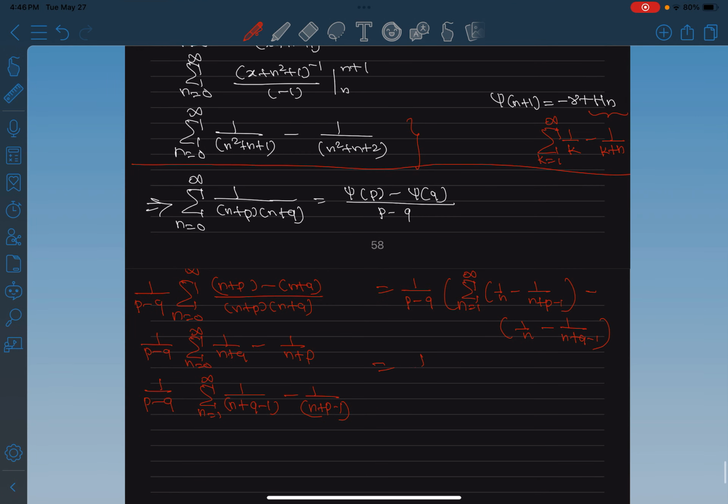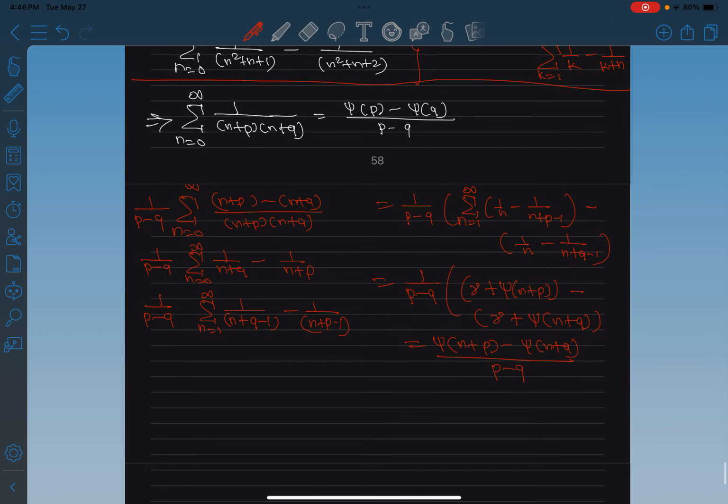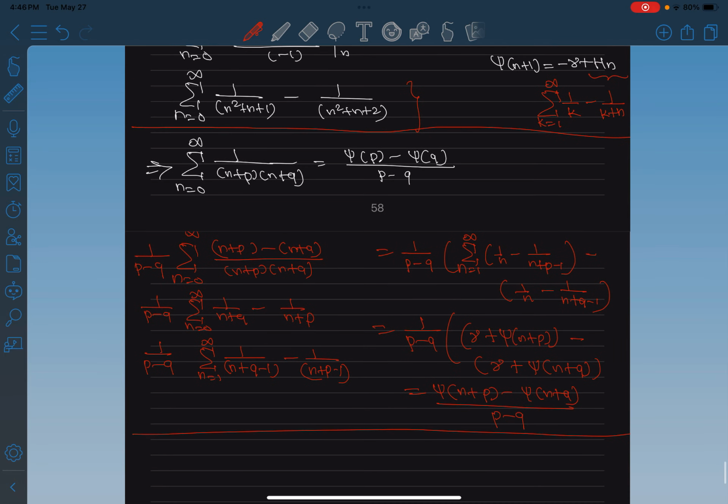And so now the first expression will just become the Euler-Mascheroni constant plus digamma function of n plus p, minus this becomes the Euler-Mascheroni constant plus digamma function of n plus q. So we see that the formula is proved. It's digamma of n plus p minus digamma of n plus q by p minus q, right? Okay, so now that we have this formula, we can now use that formula.